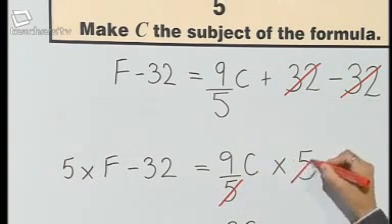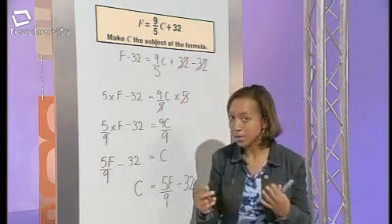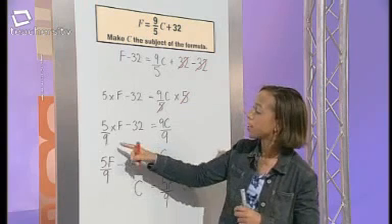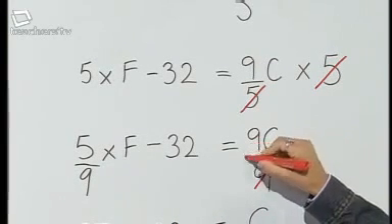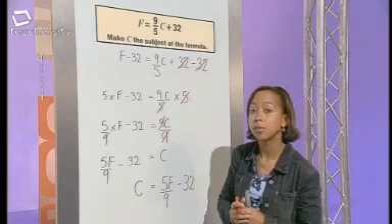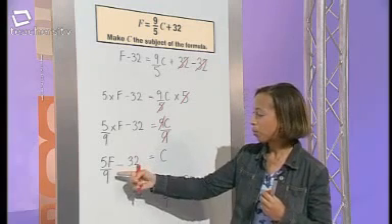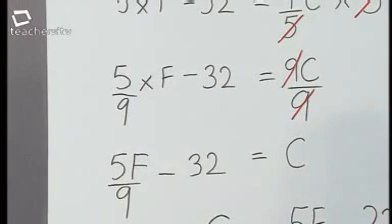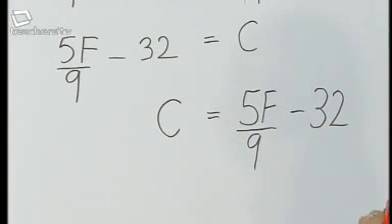These cancel. To deal with the 9, I did the inverse of multiplying by 9, which is dividing by 9. Cancelling the 9's and removing the multiplication sign, I ended up with this. Then I flipped it around so that C was on the left-hand side.